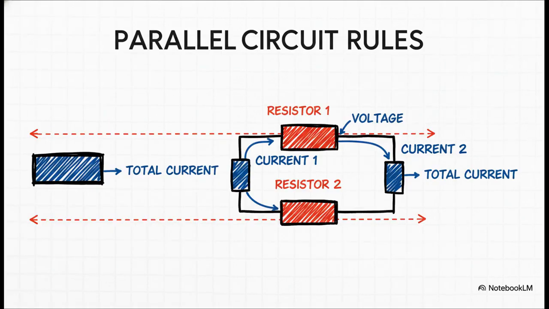Now, parallel circuits kind of flip the script. In this case, each path gets the full voltage from the source, no sharing. But the current has to split up to go down the different paths. And here's a wild little quirk. Adding more paths in parallel actually lowers the total resistance, making it easier for the current to flow overall.